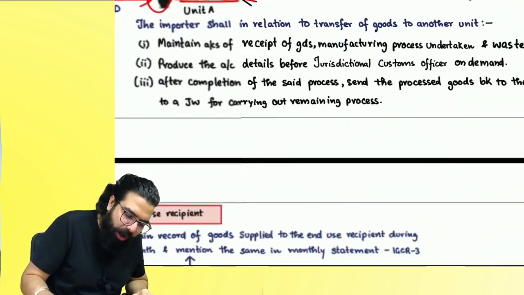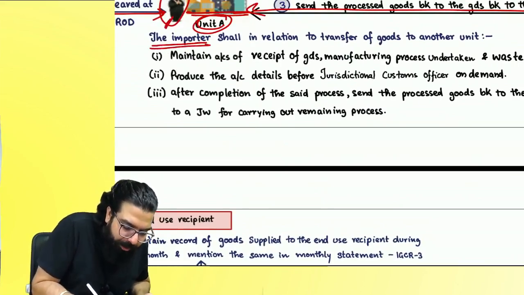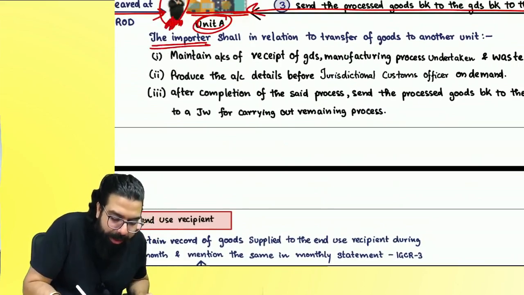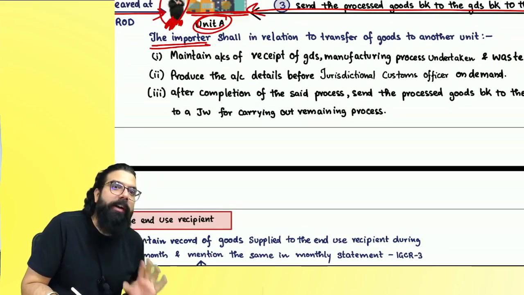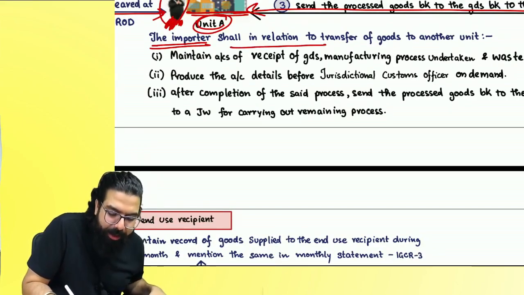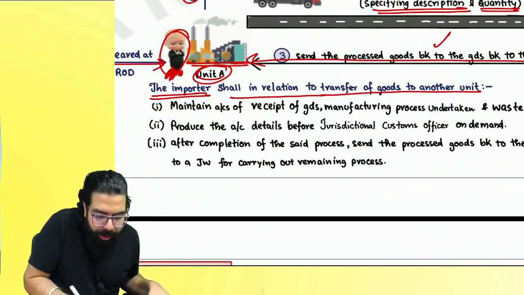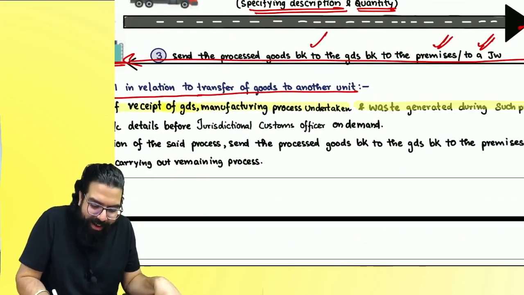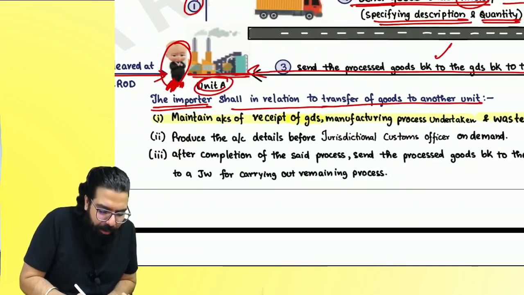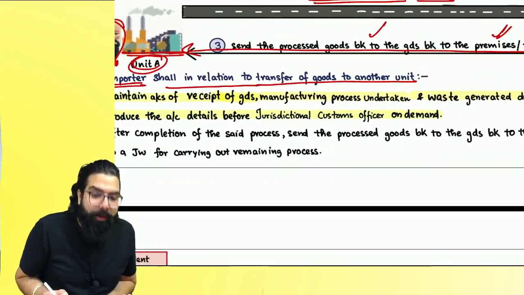Listen to me very carefully now. Unit A is the importer, and units A and B are both his only. So the importer should maintain the details. In relation to transfer of goods to another unit, he should maintain accounts of receipt of goods, manufacturing process undertaken, and waste generated, and produce the account to the jurisdictional customs officer on demand.